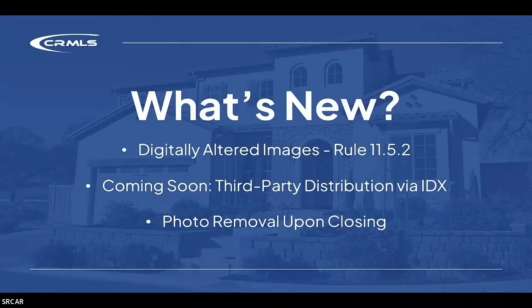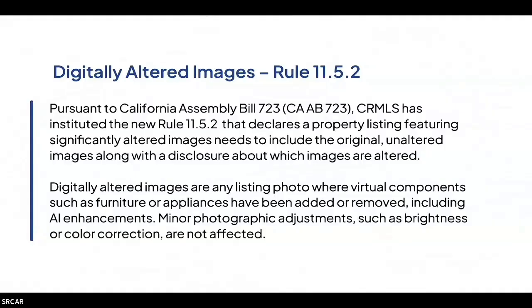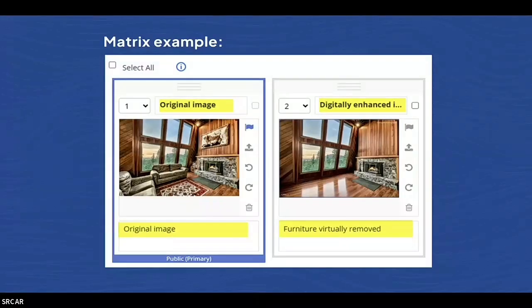So what's new? We do have some new rules that have taken effect. So digitally altered images. If you're going to digitally alter your image, you now have to show the original of that image alongside of the digitally altered one. Minor adjustments are okay. You just cannot show here's an example of what would be, and you do have to note what the changes were, if the furniture was virtually removed, if it was virtually staged.